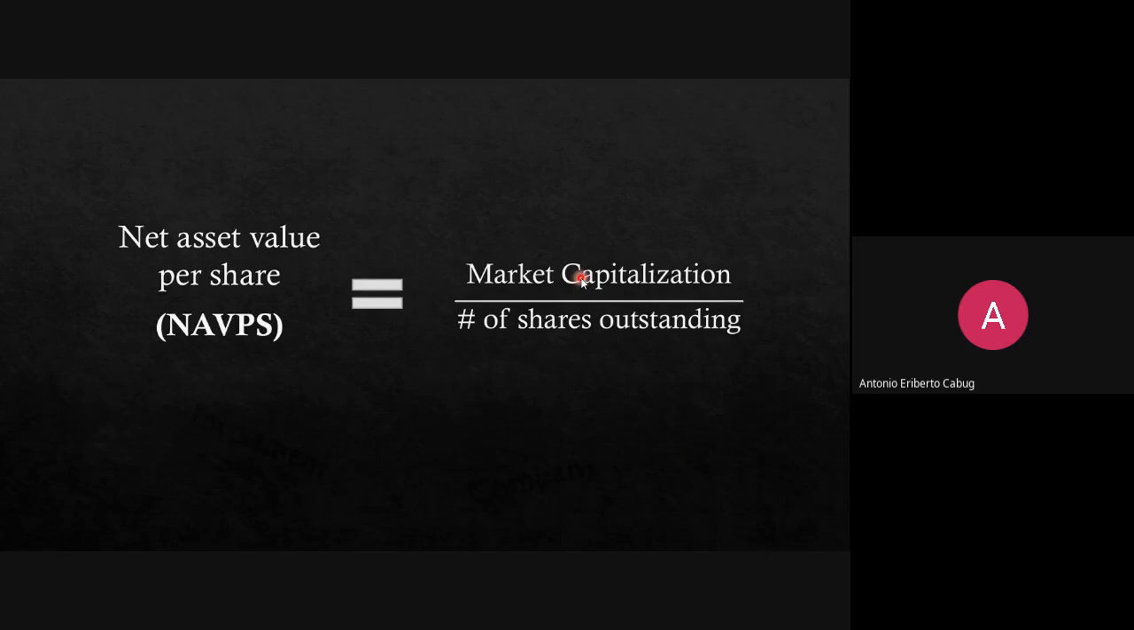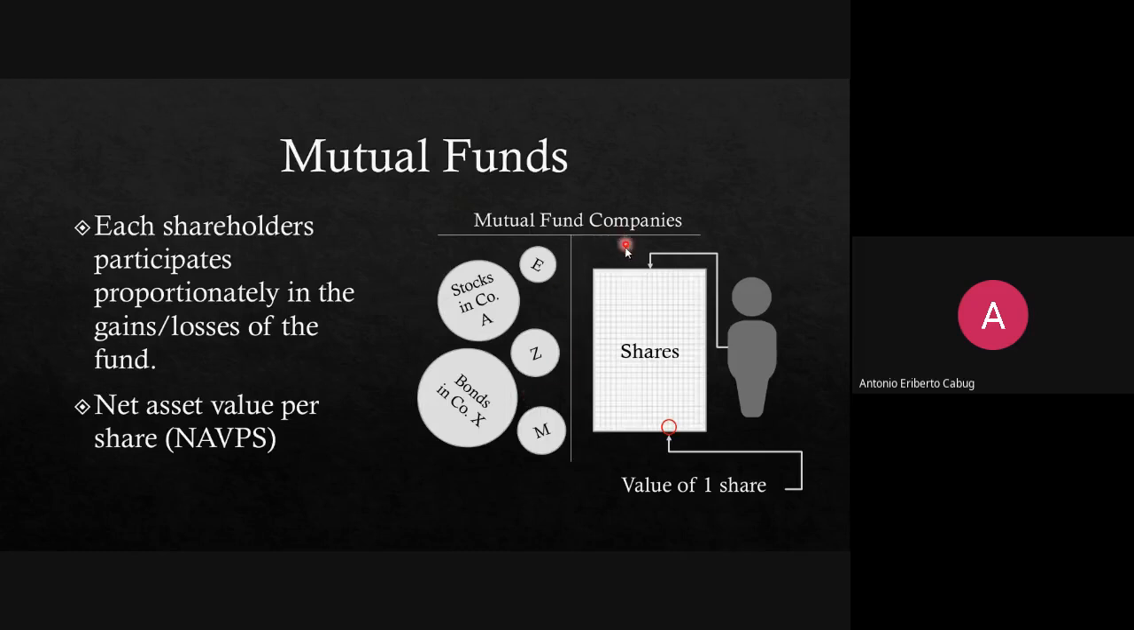When arriving at NAV-PS, the net asset value per share, think of it this way. Market capitalization divided by the number of shares outstanding. Market capitalization is the total equity value. Okay? So example, kung walang liability, asset is equal to equity. We all know the basic accounting equation that asset is equal to liabilities plus equity. To simplify our illustration, let's assume that there's no liability. Assets is equal to equity in that case.